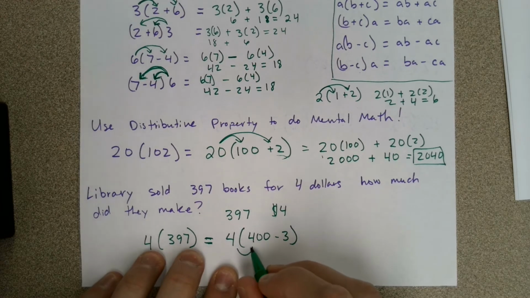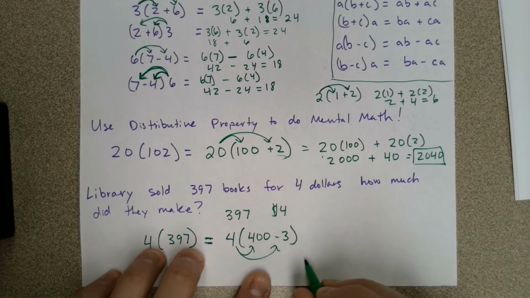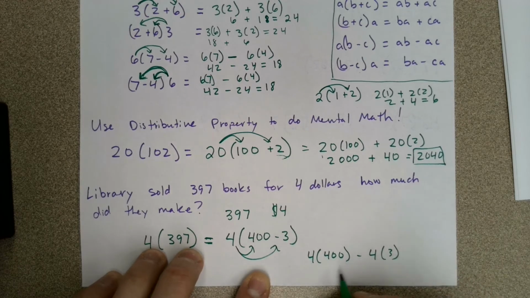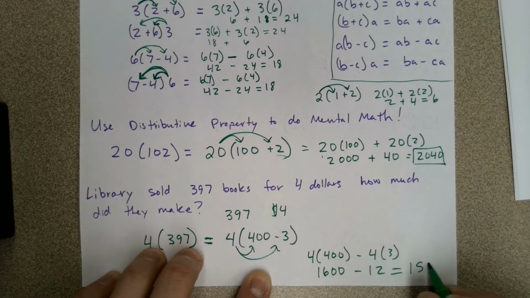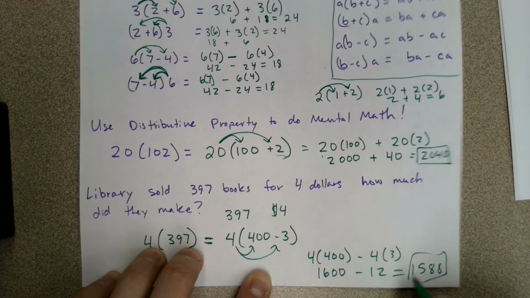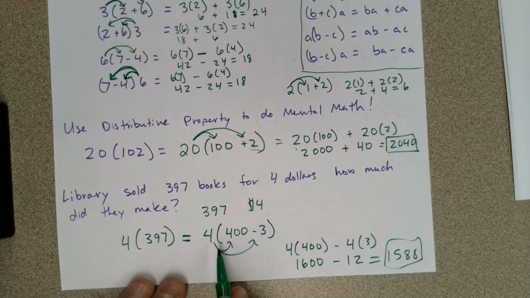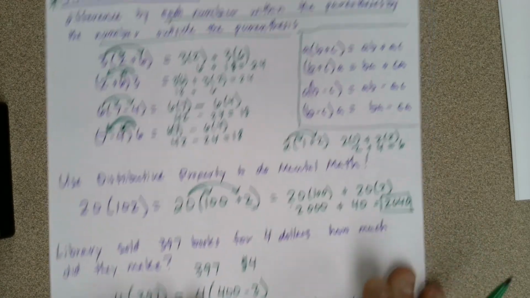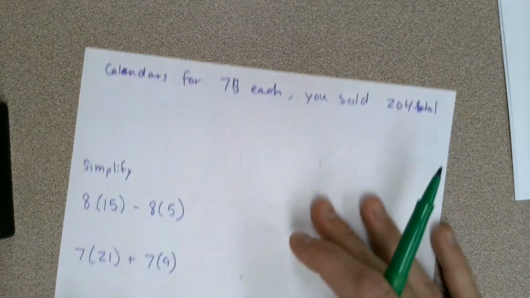We can use our distributive property here too. 4 times 400 minus 4 times 3. I can solve those in my head. I know this, 1,600 right there, minus 12. I can do that in my head. I rewrote, I simplified. I saw this was close to 400. I thought, okay, I'm going to make it 400 minus 3.